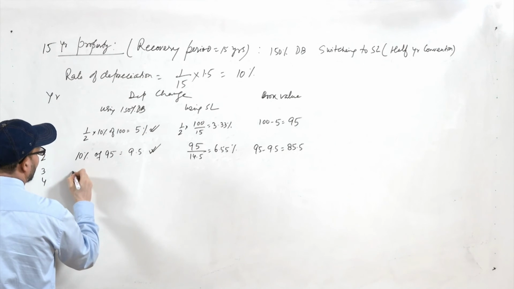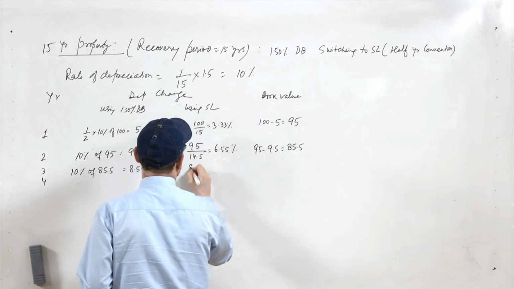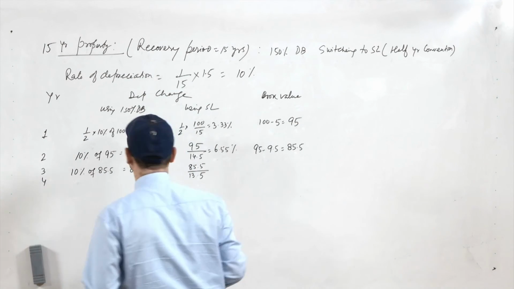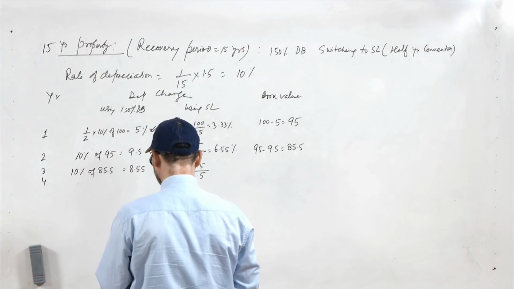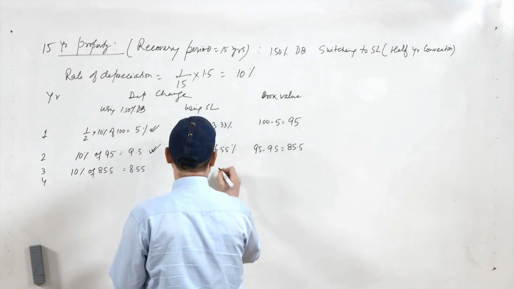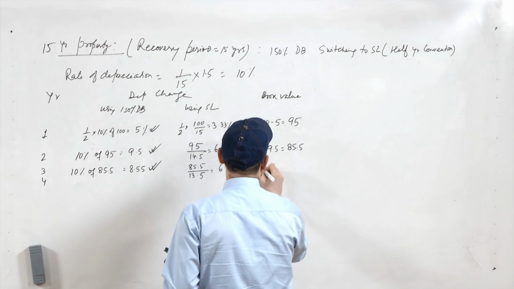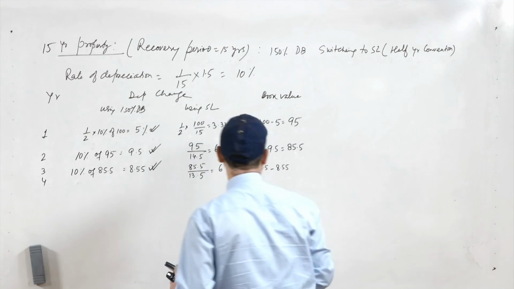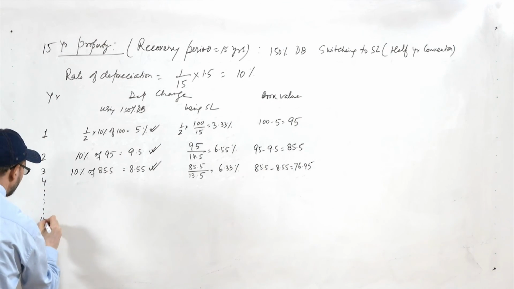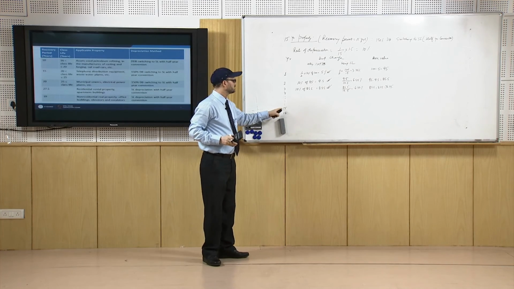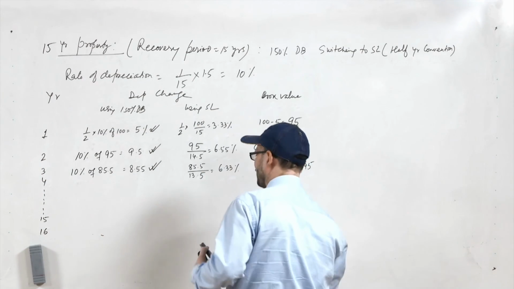In the third year, it will be again 10% of 85.5, so it will be 8.55, and here you will have 85.5 divided by 13.5. The life remaining is 13.5. If we calculate this, it will be 6.33. So, we will further go with this, it will be 85.5 minus 8.55, so it will be 76.95. So, this way you will go till the 15th and the 16th year, because the life is 15 years, it will go up to the 16th year because of the half year convention followed, and in the 16th year you will calculate, and ultimately it will come as 0 in the 16th year.